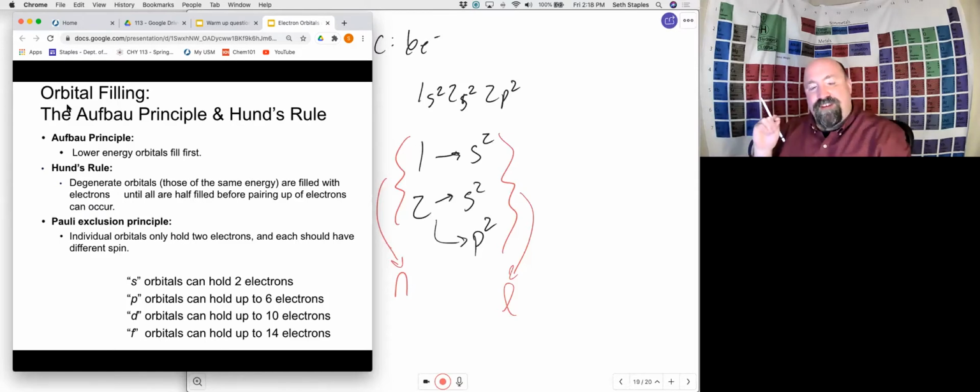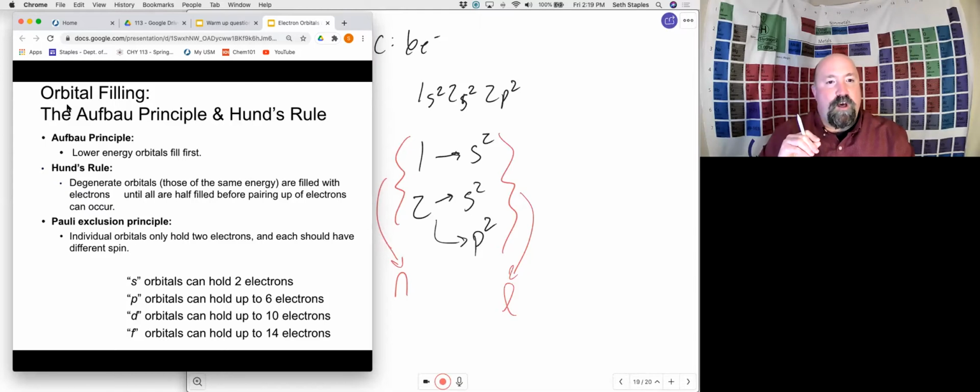We also have to consider what we call Hund's rule. Hund's rule tells us that what we call degenerate orbitals are orbitals that have the same energy. And so, for instance, the three 2p orbitals are what we would consider to be degenerate orbitals. They fill up separately before they start to pair up, and we'll see what that means in a minute.